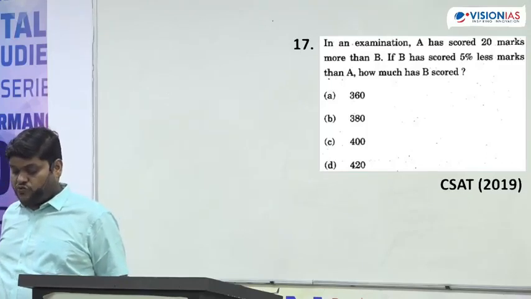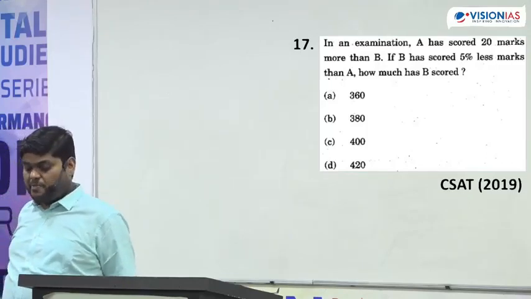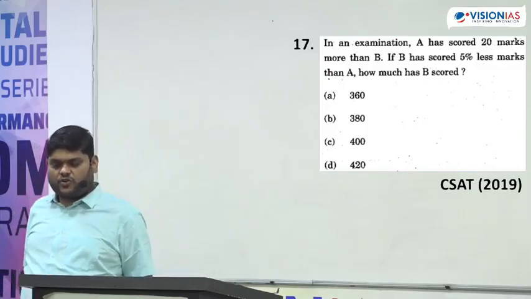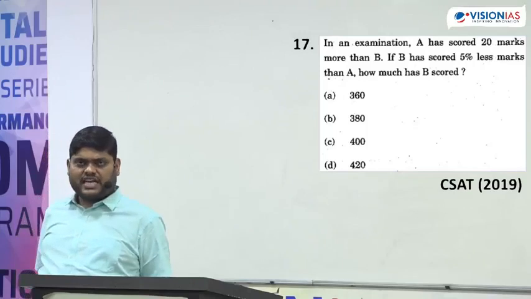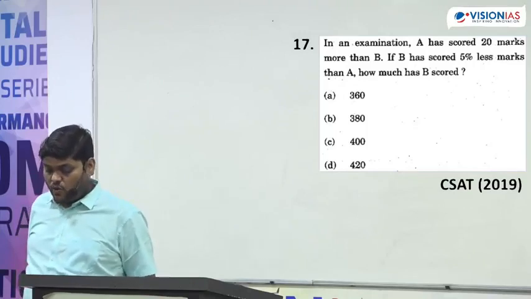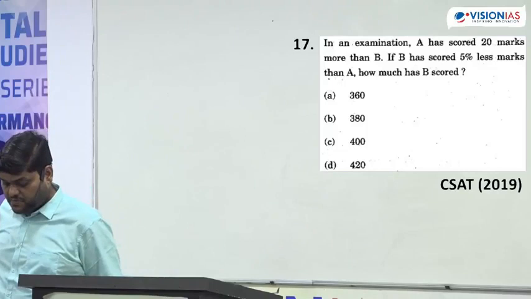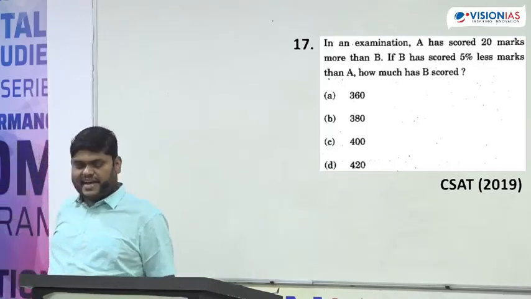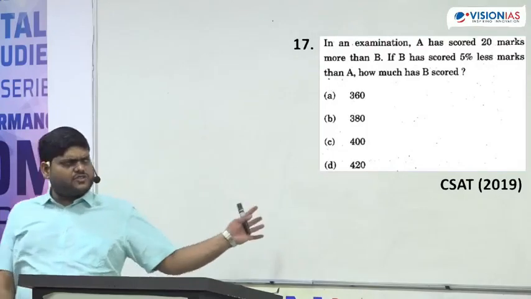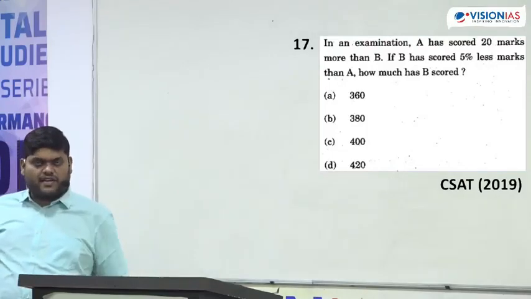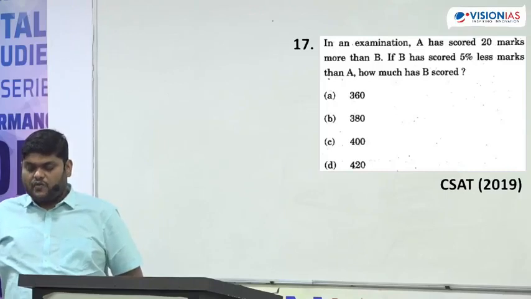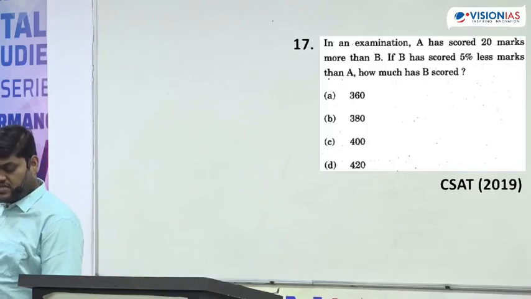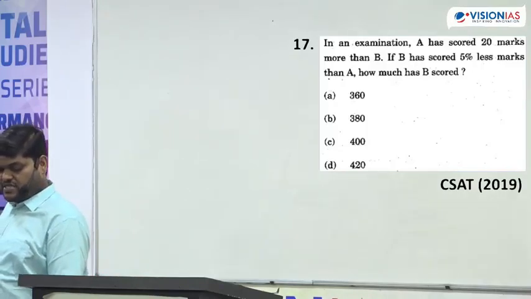And if B scored 5% less, that means 5% of A's marks is equal to 20. So 10% of A's marks is equal to 40, and 100% is equal to 400. What is the question? How much did B score? So B scored 380. Just like the previous question, we can simply solve this problem.